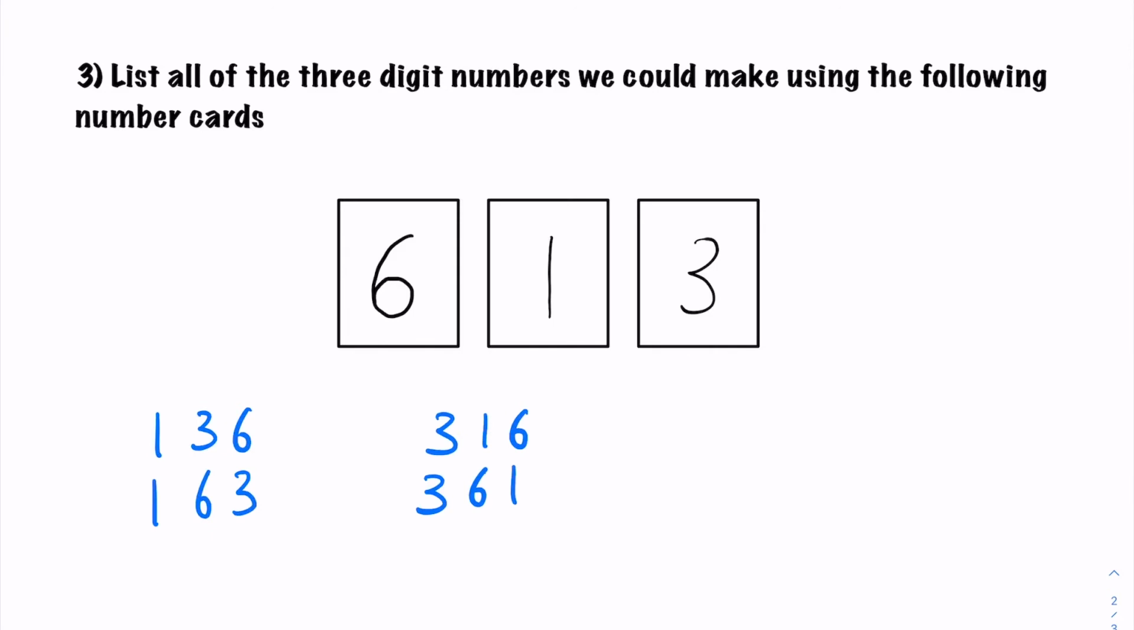So it's really not too difficult once you get in the swing of doing these. It's just about doing it in a methodical, rational way so that you don't lose track of where you're at. And so finally, we've done the ones beginning with 1, we've done the ones beginning with 3, and now we need to do the ones beginning with 6. So 6, 1, 3, 6, 3, 1. And so these here would be all the possible combinations of these 3 numbers.